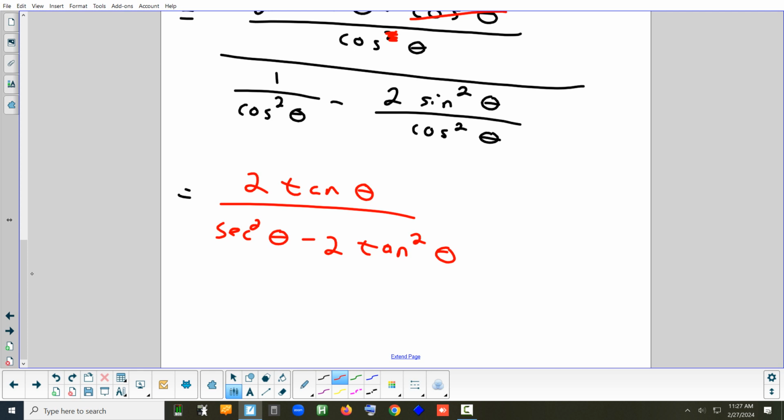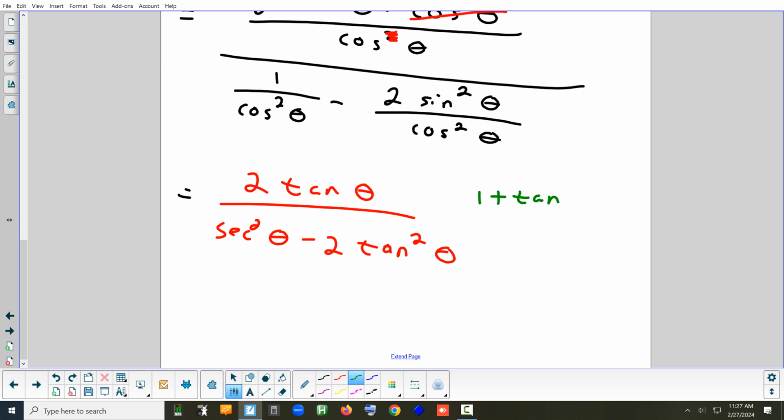What's the Pythagorean identity that has tangent squared and secant squared? Yep. 1 plus tangent squared equals secant squared. If that doesn't work, I'm not sure what we're going to do. That's my only idea.